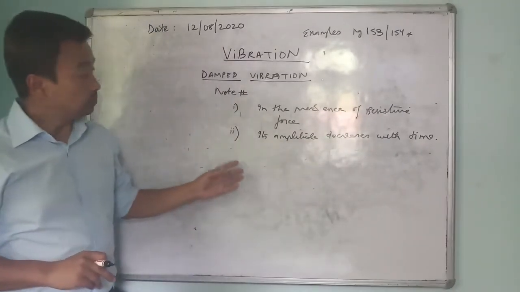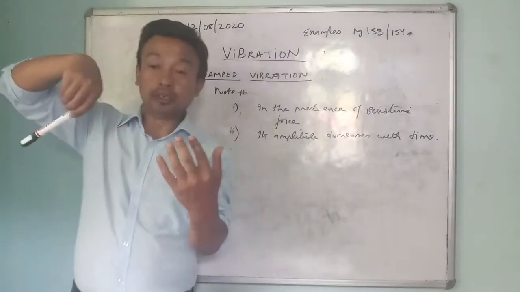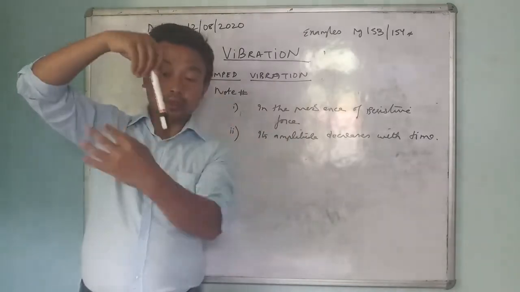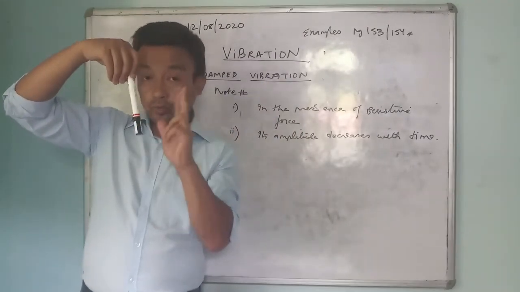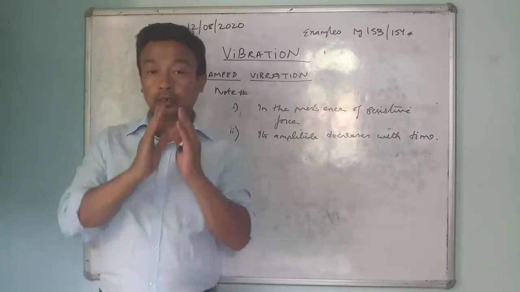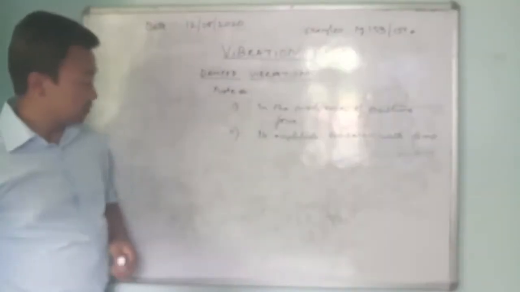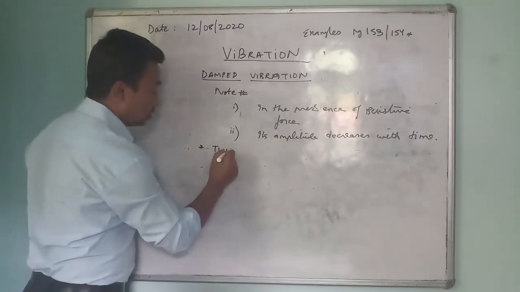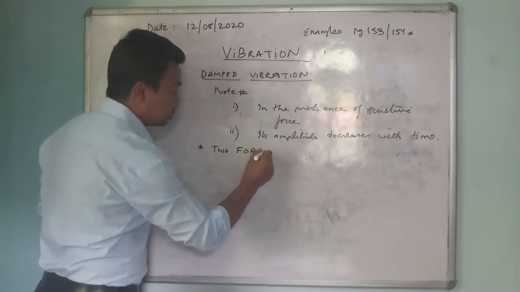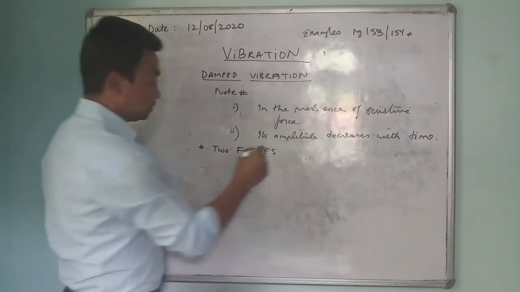Alright, now in addition to that, in the damped vibration you find that when the body is vibrating in any medium, there is always the resistive force there. So there will be two forces acting on the body in the damped vibration. So let us write down the second point. Two forces act on the body.